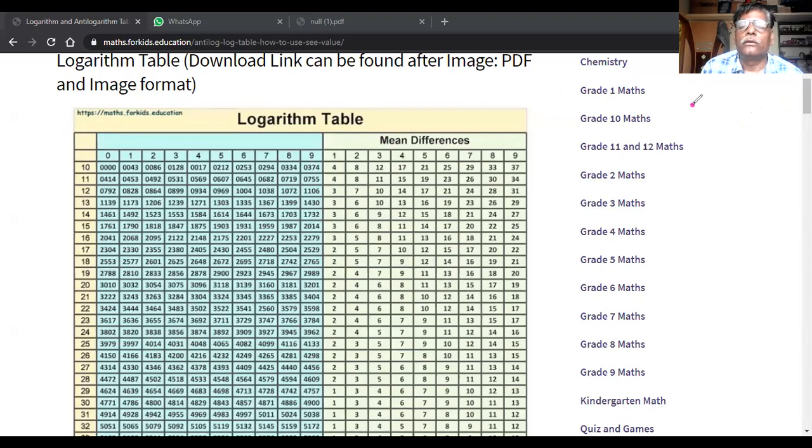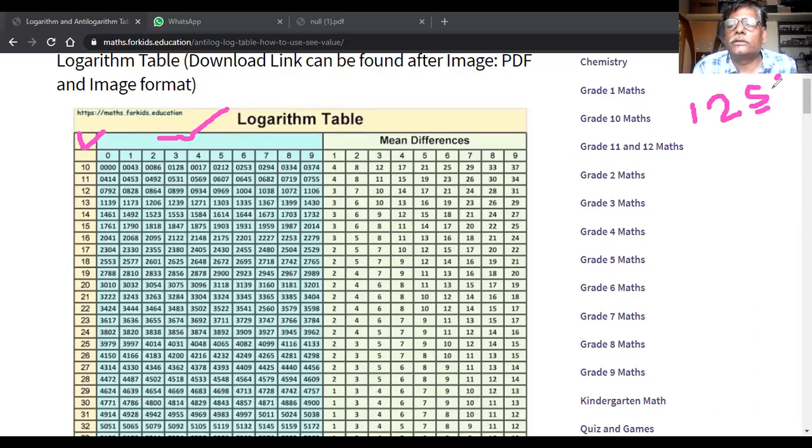You see here 125. How to see this in the logarithm table? The number is 125. Always the first two numbers in the natural number, in the first column. Third number in the Mantissa, in the second part. And in the third part, the fourth number in the mean difference. The fourth number is not there, so you will see only in the two columns.